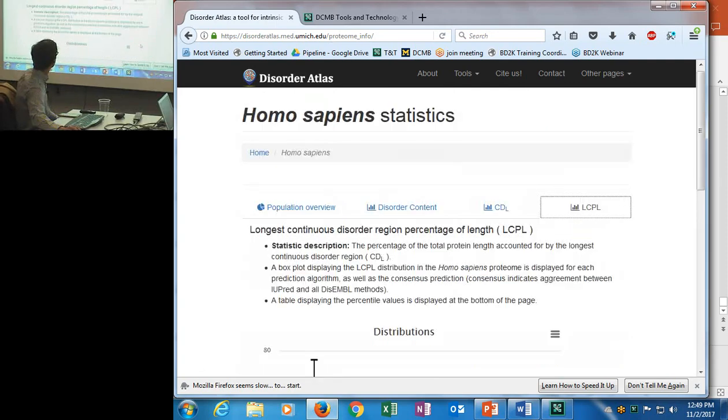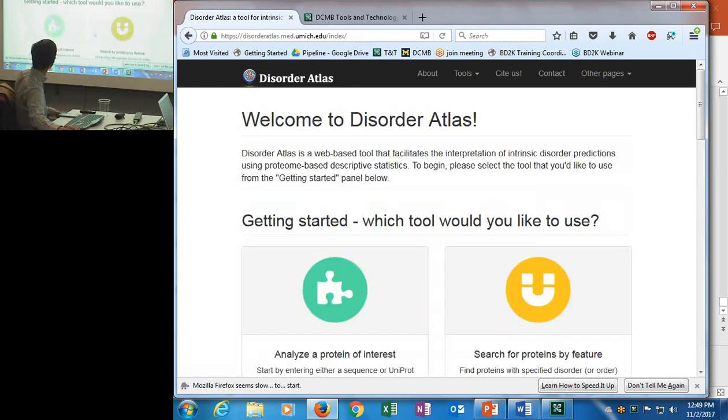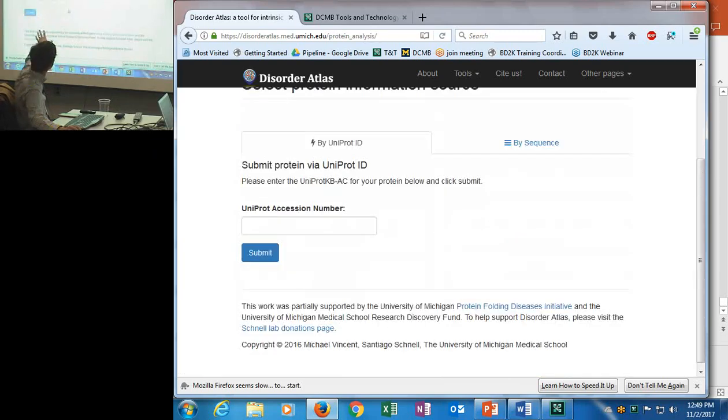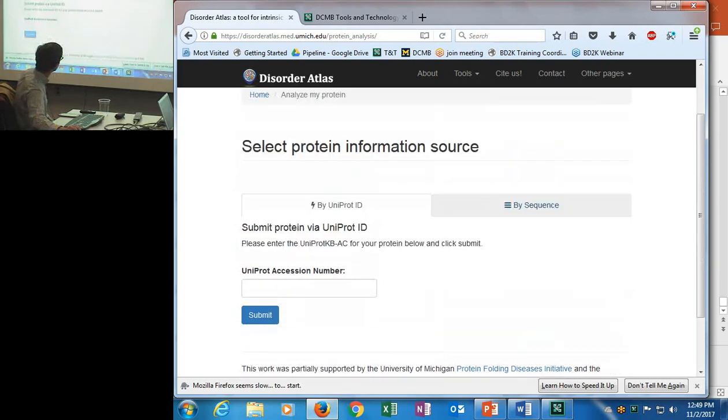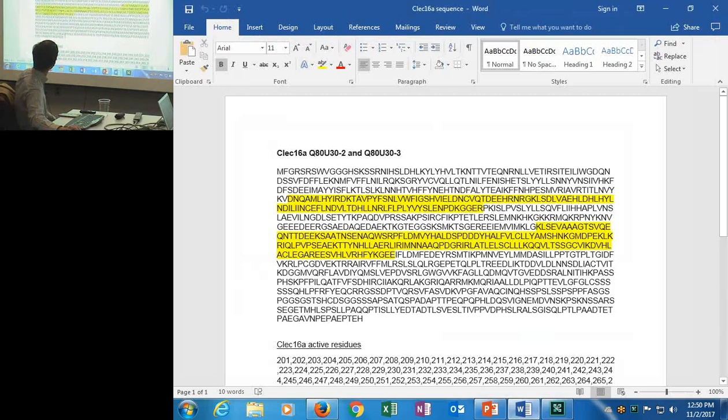And we have as well the statistics in there with all the percentiles, and it tells you where you stand. So if you would like to analyze a specific protein, I think I put the protein sequence of Clex16 in here, so we can analyze a protein of interest. You can do it by the ID, the UniProt ID, or you can do it by the sequence. So let me just do Clex16 in here.